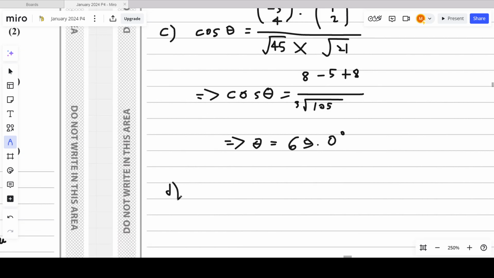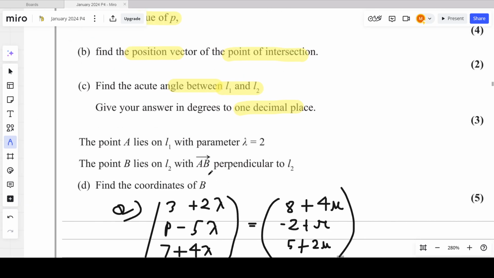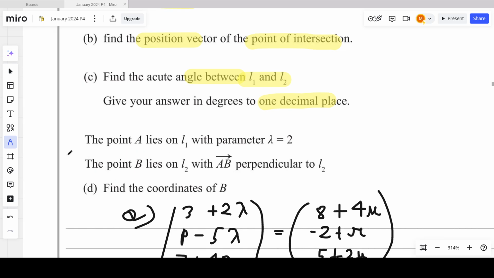Next is part D. For part D, what they have asked: the point A lies on L1 with parameter lambda equals 2. The parameter is lambda equals 2. The point B lies on L2 with AB perpendicular to L2. Point B lies on L2, right?